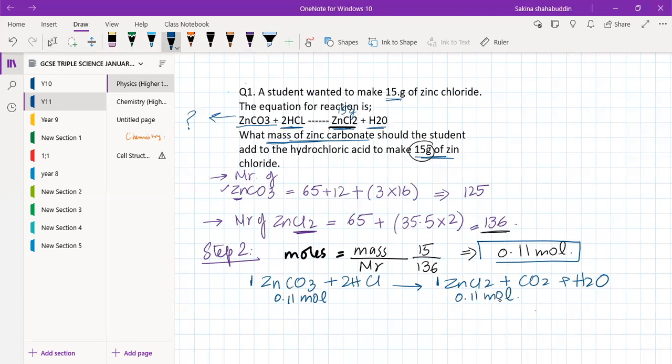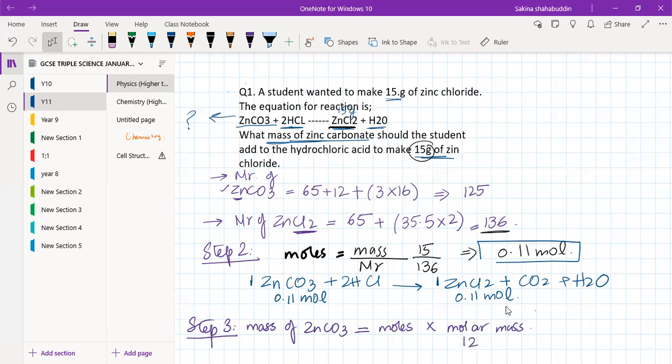Then we have to calculate the mass of zinc carbonate that is needed. So in order to calculate the mass, we use the formula: mass of zinc carbonate, which is unknown, equals moles times molar mass. Now, in the beginning, we calculated the molar mass, so it was 125 and the moles were 0.11. When you multiply these two, the product would be 13.8 grams and that is your mass.